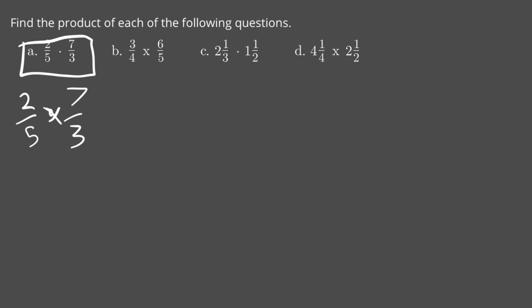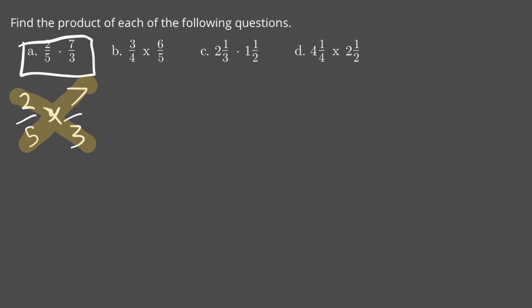And now, the first thing I recommend doing is looking to see if you can cross-simplify. So you follow the cross of the X and you look. You ask yourself, can the 2 and the 3 be reduced by a common factor? In this case, they cannot. And you do the same thing for the 5 and the 7. In this case, they also cannot be simplified.